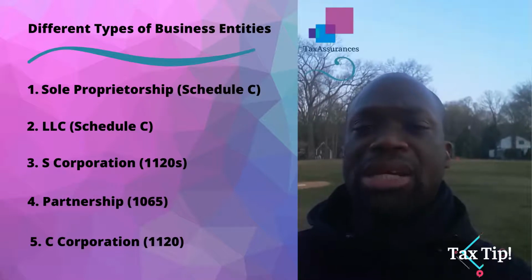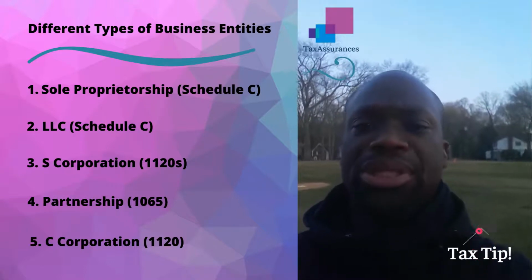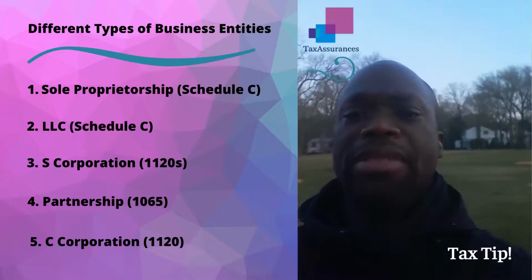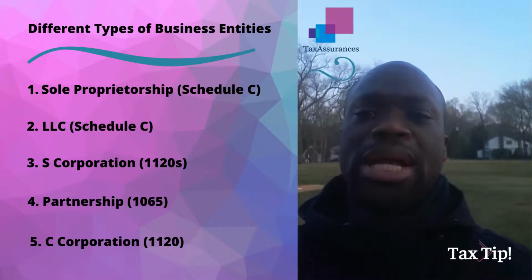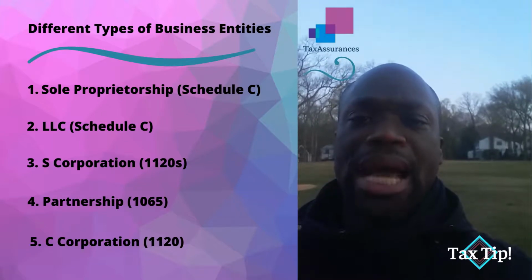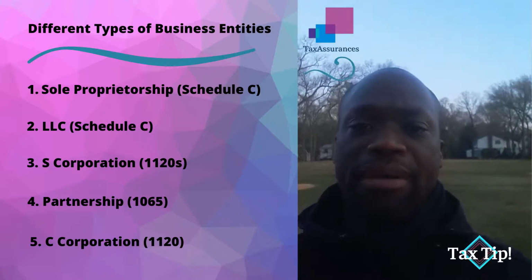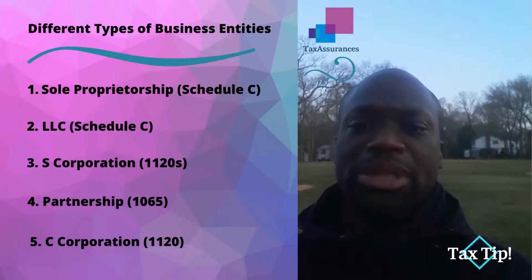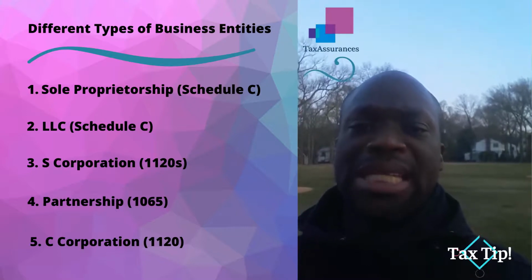And then finally, there is the C Corporation. The C Corporation is another type of entity. That entity is going to not flow through to the personal return. It's going to have its own tax liability that the owners of that C Corp are going to have to be responsible for. So again, those are the types of entities that are set up.